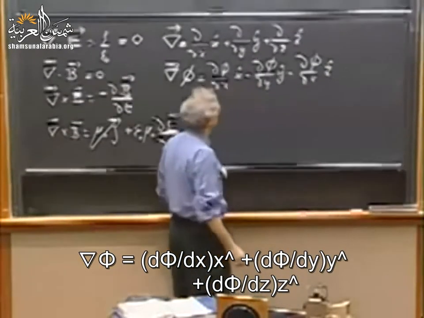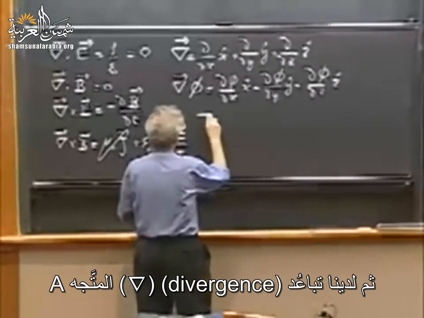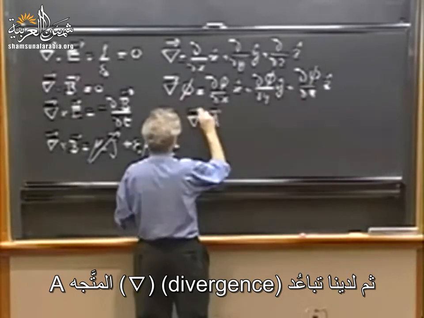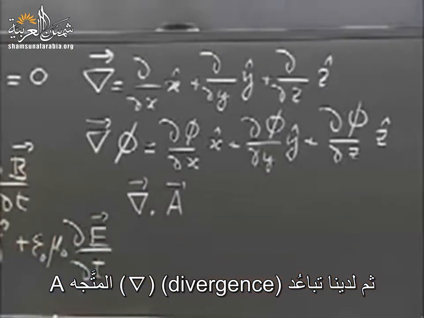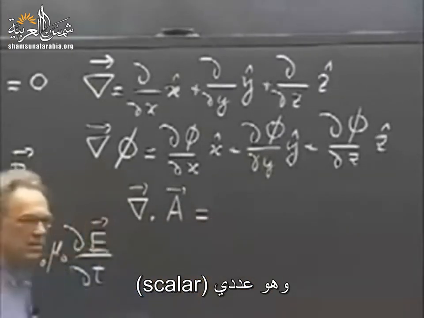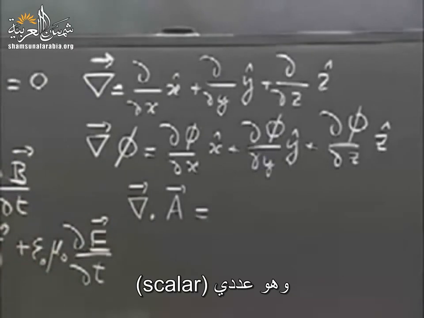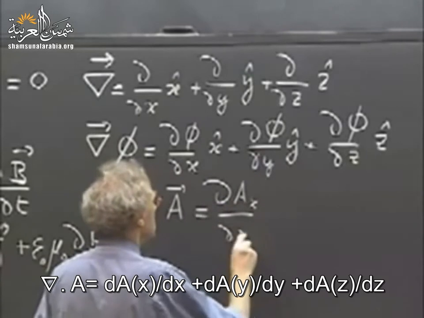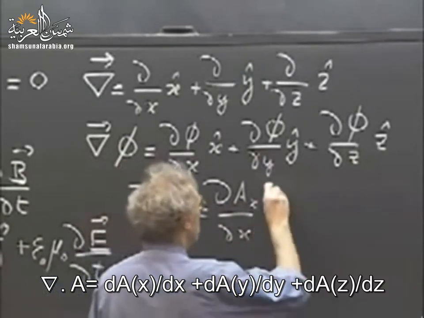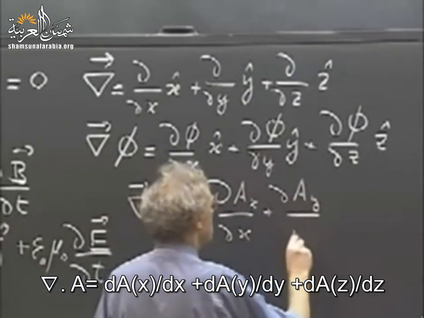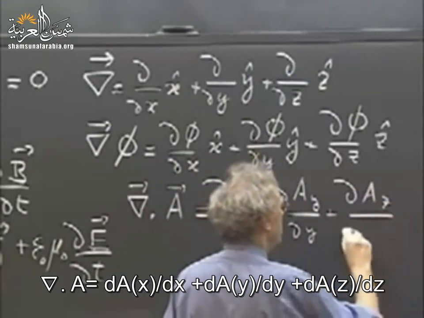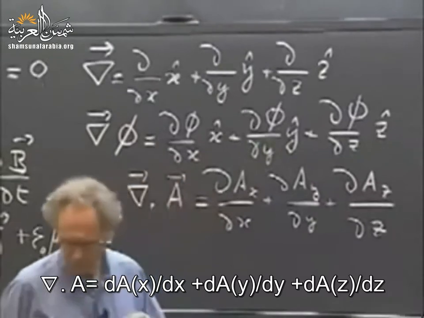And then we have the divergence of a vector A. That itself is a scalar, and that is dax dx, day dy, daz dz.